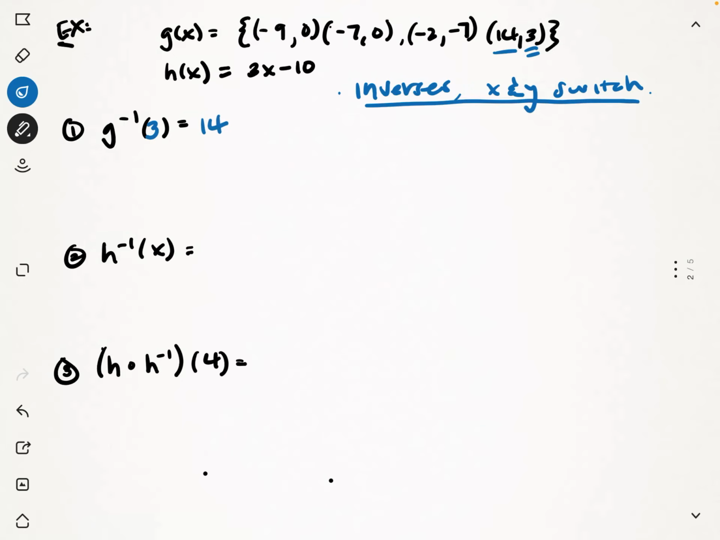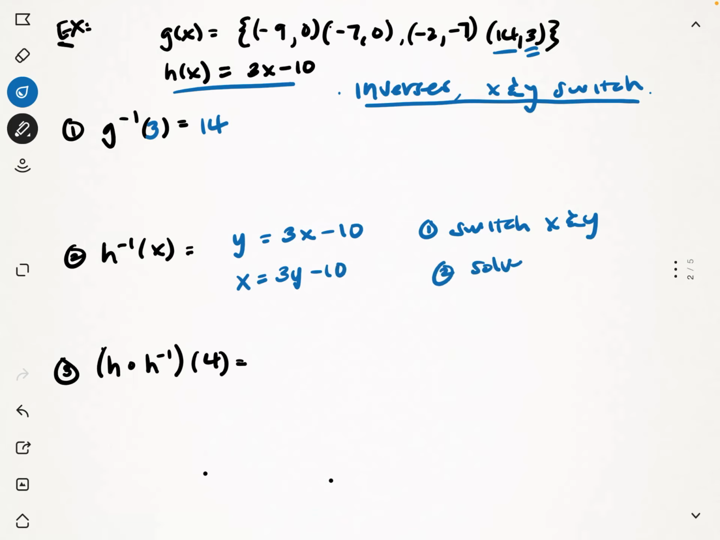Okay, so h inverse of x, again, for our inverses, x and y switch. They're not asking us for a number. They're asking us what this expression looks like. Remember we have h of x equals 3x minus 10. We're going to say that h of x is like y. So step 1 is switch x and y. And then step 2, we're going to solve for y.